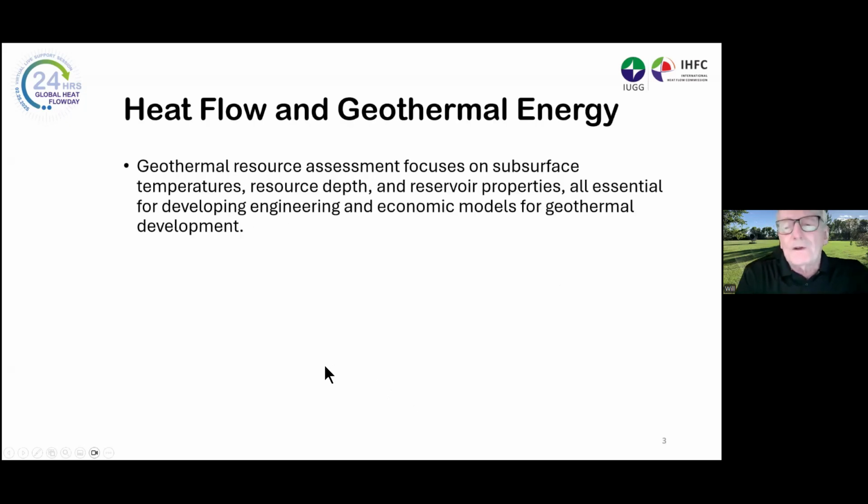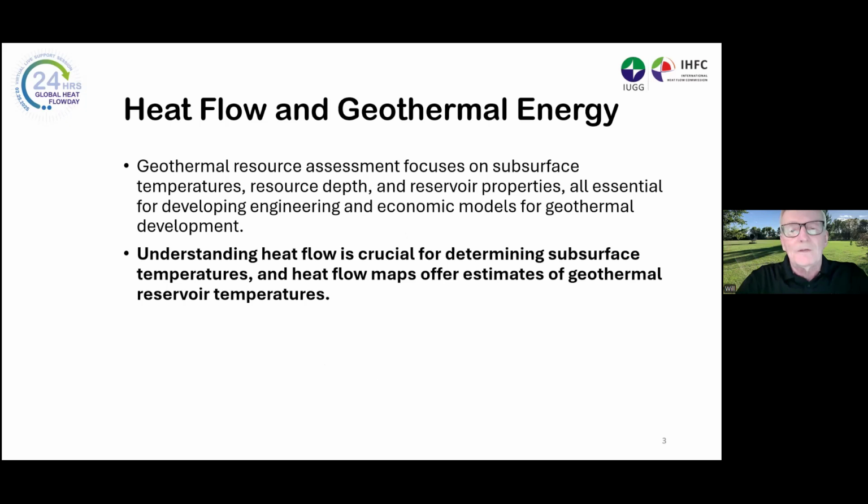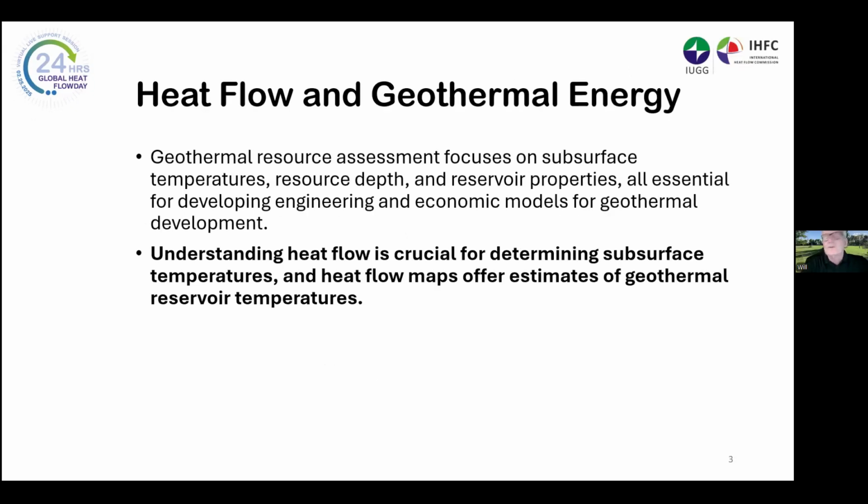Well, we know that if we want to have an economic geothermal system, we need to know a lot about the subsurface. The three basic things we need to know are the temperature, the depth to the resource, and the reservoir properties. And again, economics are the basic thing behind all of this. So where does heat flow come in? It's absolutely crucial for understanding what we're trying to do. And one way we can do this on a large scale is to make a map of an area that shows what the heat flow is.